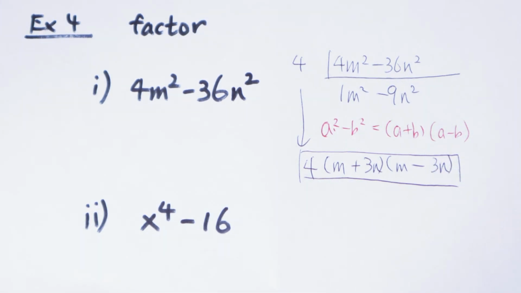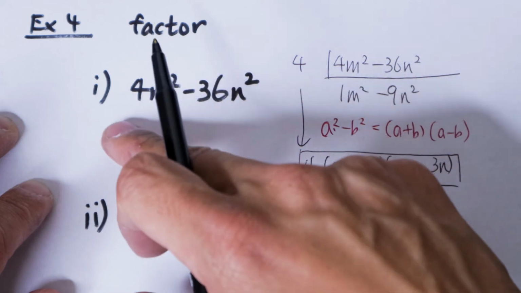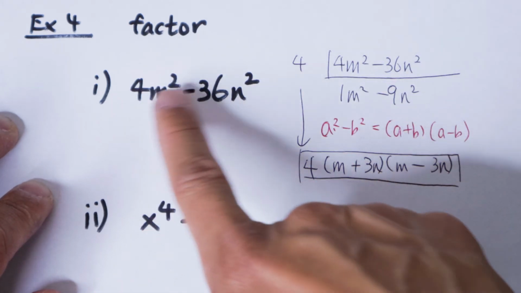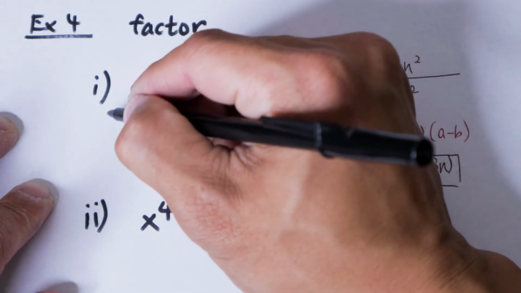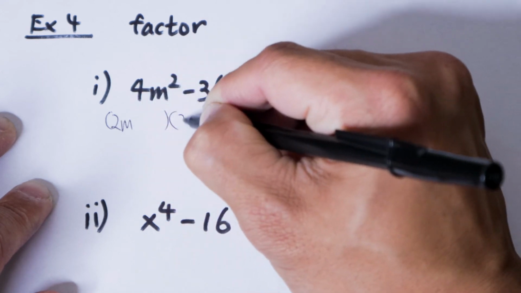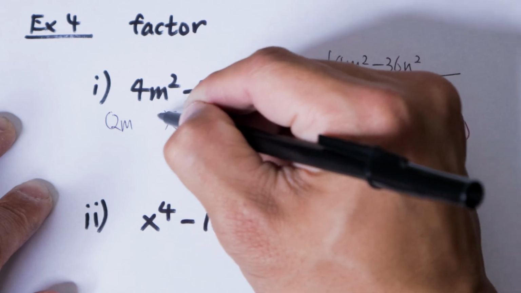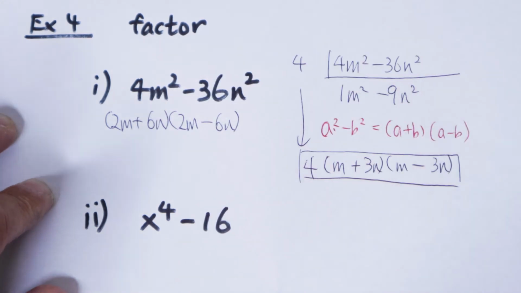Now let's say if you did not spot the GCF, you actually went to finding the two parentheses. Let's say, oh, I see 4 is a perfect square. 36 is a perfect square. Well, let's see what's going to happen. Well, here, 4 is just same as 2 times 2. So 2m and 2m. And then 36 is 6 times 6, right? So it's going to be 6n and 6n, 1 plus, 1 minus.